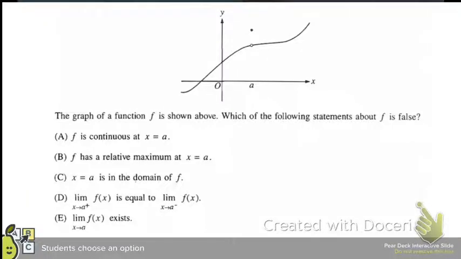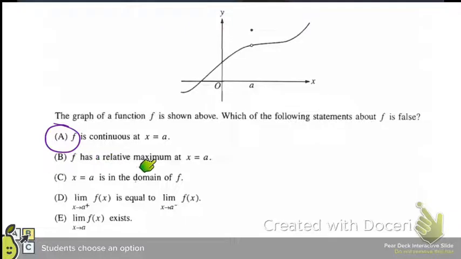The first question says the graph of a function f is shown above. Which of the following statements about f is false? So if we look at it just to get a bare idea of what is being given to us, we have this x value of a, and there's a hole in the graph at a, and there's a point somewhere else. So the first one says f is continuous at x equals a. Well, yeah, that's not true. f is not continuous at x equals a. So that one is false. So let's come back and make sure that that's actually the one that we think is false. So we'll put a little tentative circle around it and then come back to it as necessary.